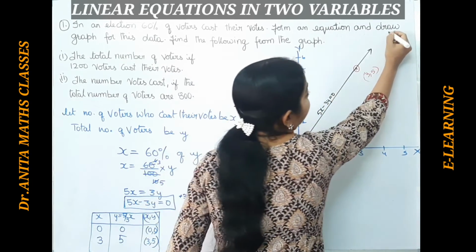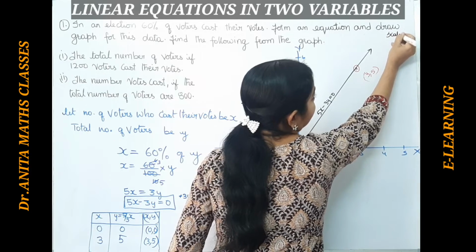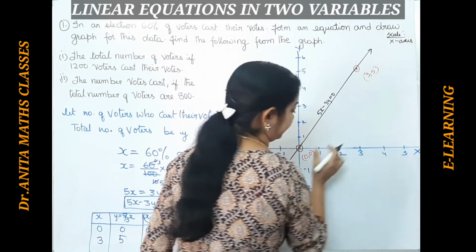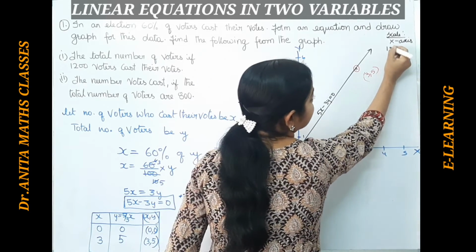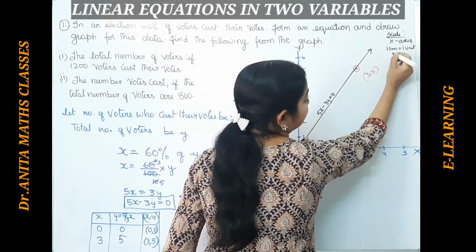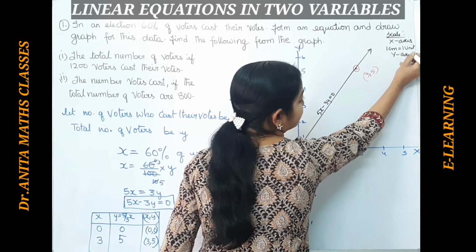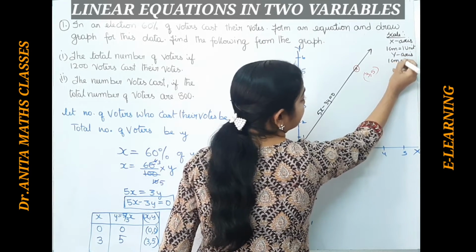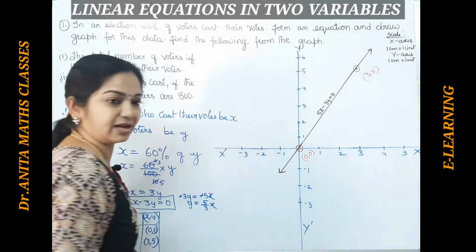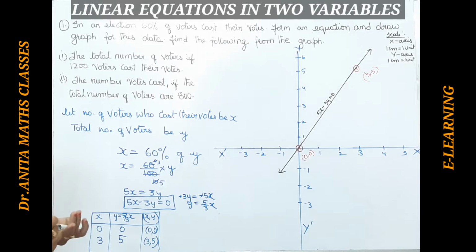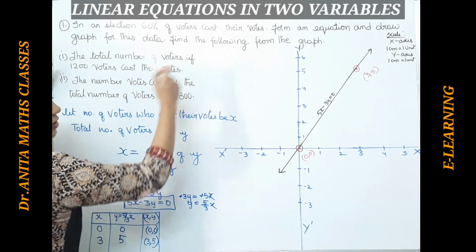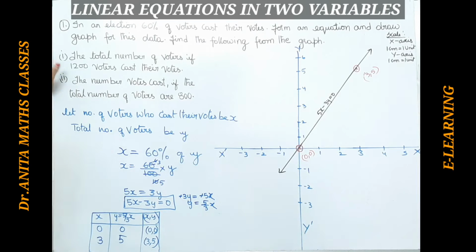Now here we will write the scale. On the x-axis, what did we take? 1 centimeter, that means 1 unit. So 1 centimeter is equal to just 1 unit. Similar way, y-axis also 1 centimeter equal to 1 unit. And here, now the third part of the question, we have done 2 parts. Now, find the following from the graph. From the graph itself, we have to find the following.